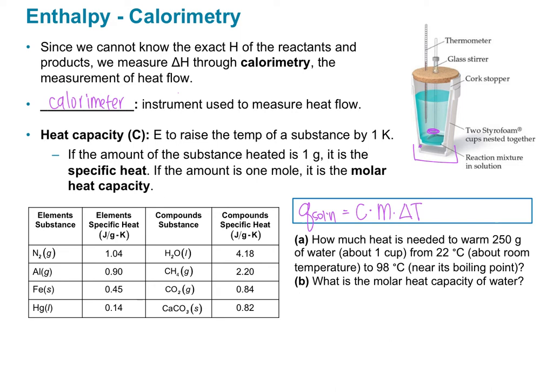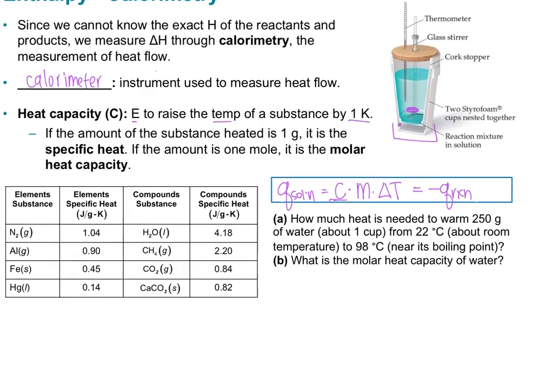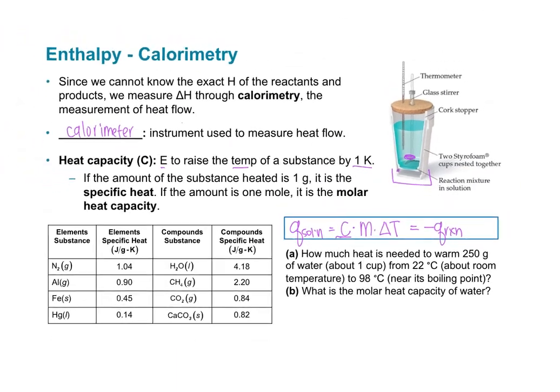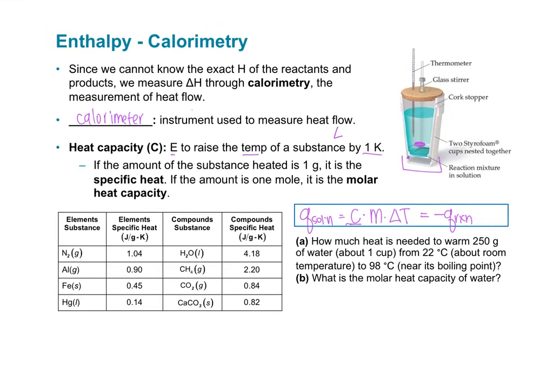And this whole thing is equal to the opposite of what happened in our reaction for the heat. So we'll talk about that in a second. So first thing I want to talk about is the specific heat or the heat capacity. So this is the amount of energy it takes to raise the temperature of a solution by, so my delta T can be either 1 degree Celsius or 1 Kelvin.